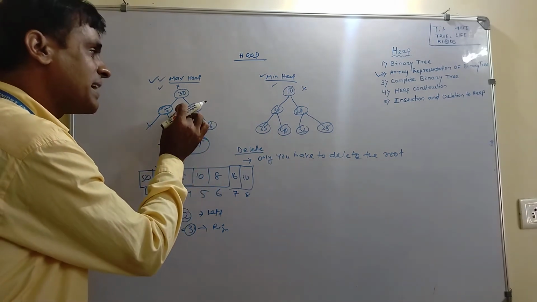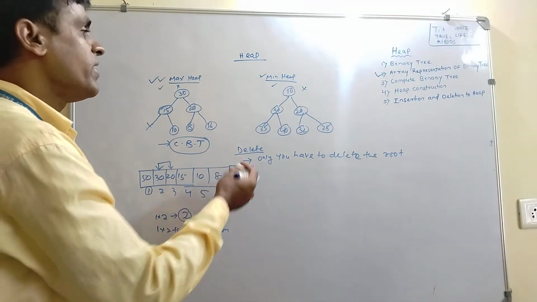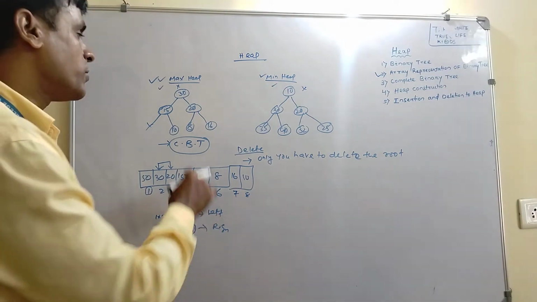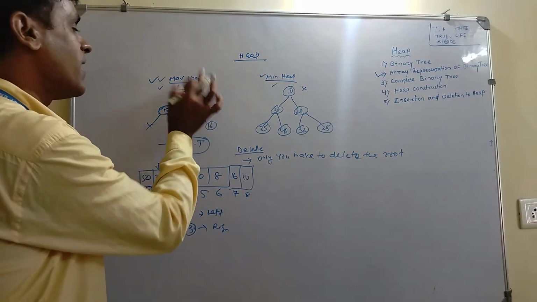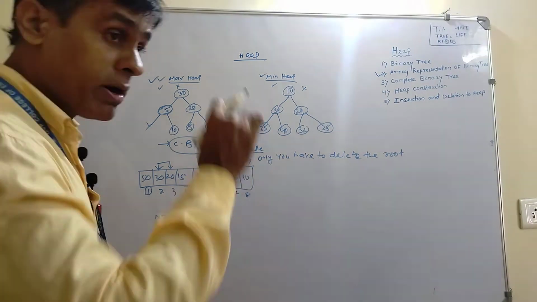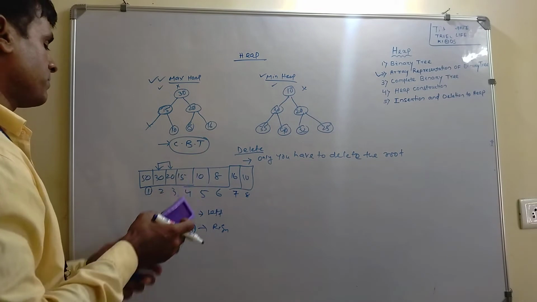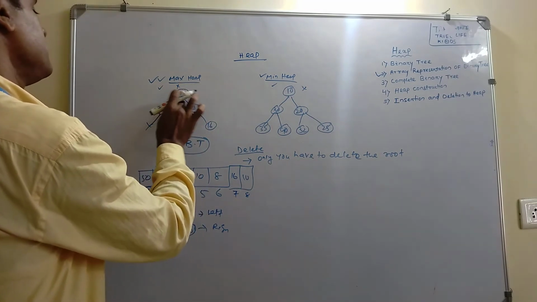If you delete like this, this is normally what students think: that if any element is deleted, you have to compare the child and place it there. But this is the wrong way of representation, I am telling you. So how will you represent it properly? Suppose I give you an example of how to represent it properly.